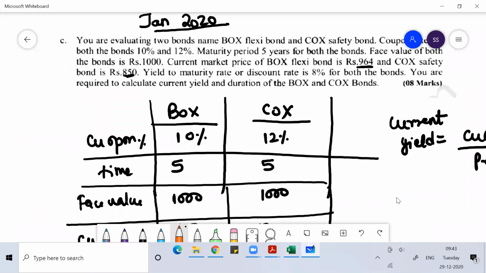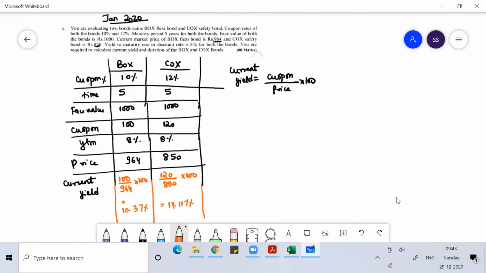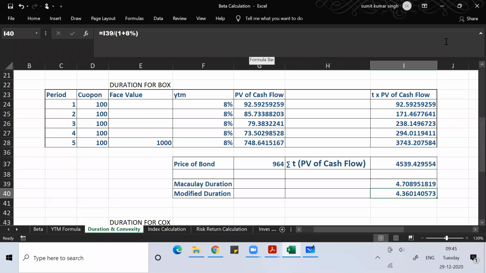Anyone, any doubt on this? Anyone have any doubt on the calculation of current yield? See this, everyone. If you want to write it down, please write it down. Everyone, you can write down the calculation. I already explained the calculation.